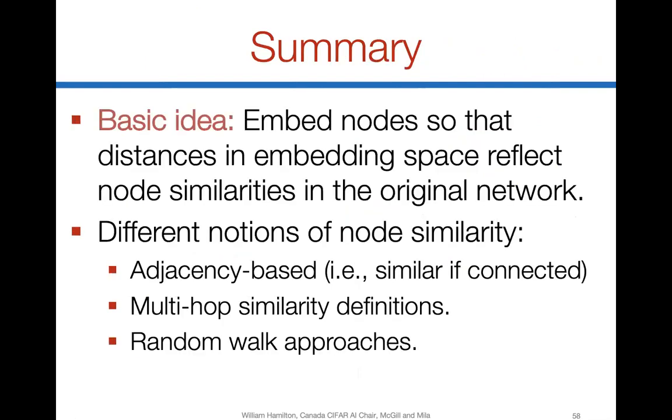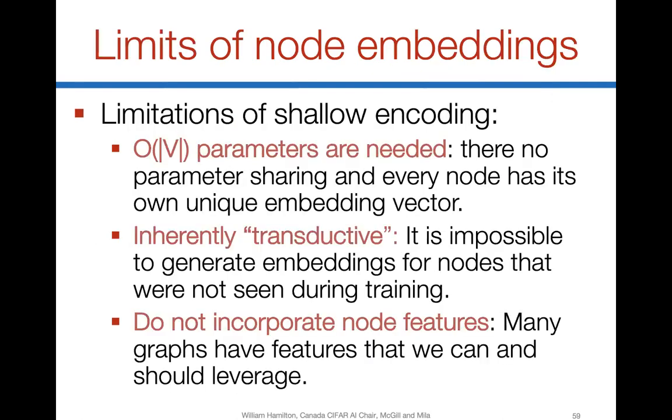So just to summarize, the key idea here is that we want to embed nodes so the distances in our learned embedding space reflect some notion of similarity in our original graph or network. I talked about a few different notions of similarity that we can try to approximate: things like trying to approximate the adjacency matrix directly, more multi-hop ideas, and then lastly, this random walk approach.